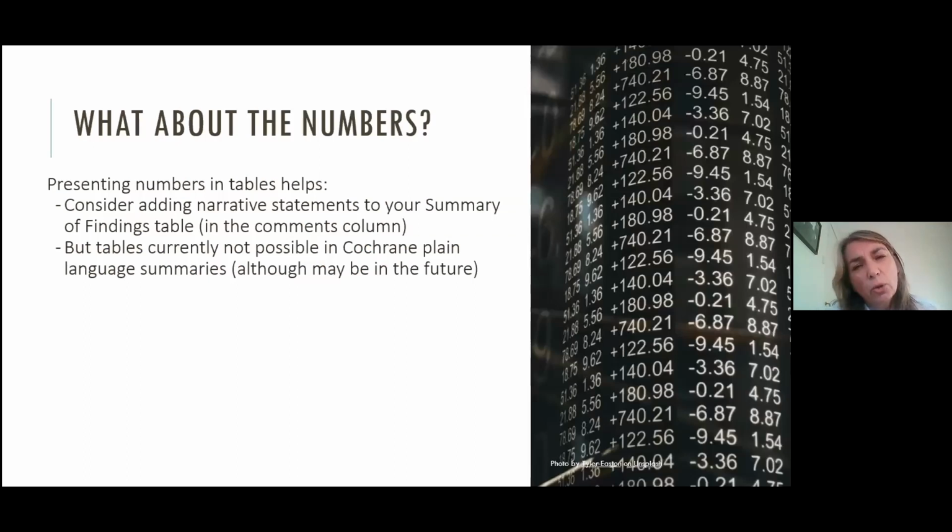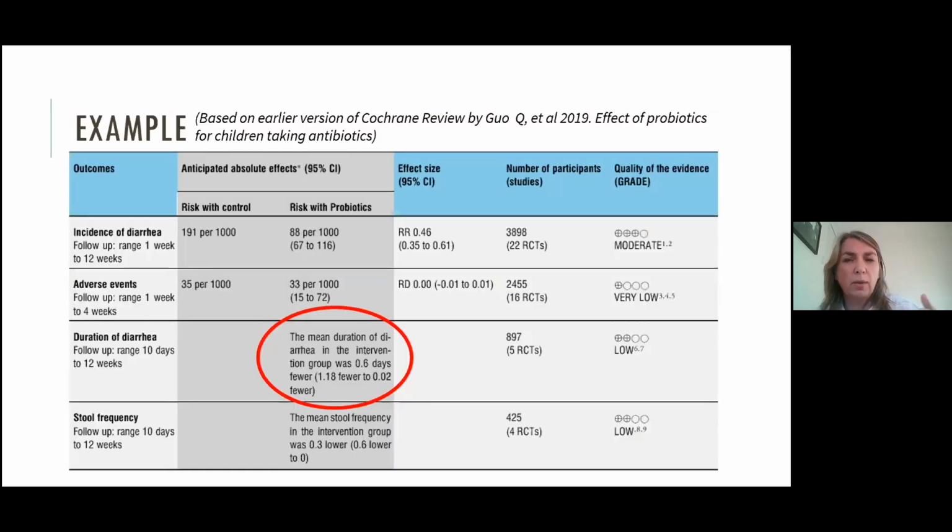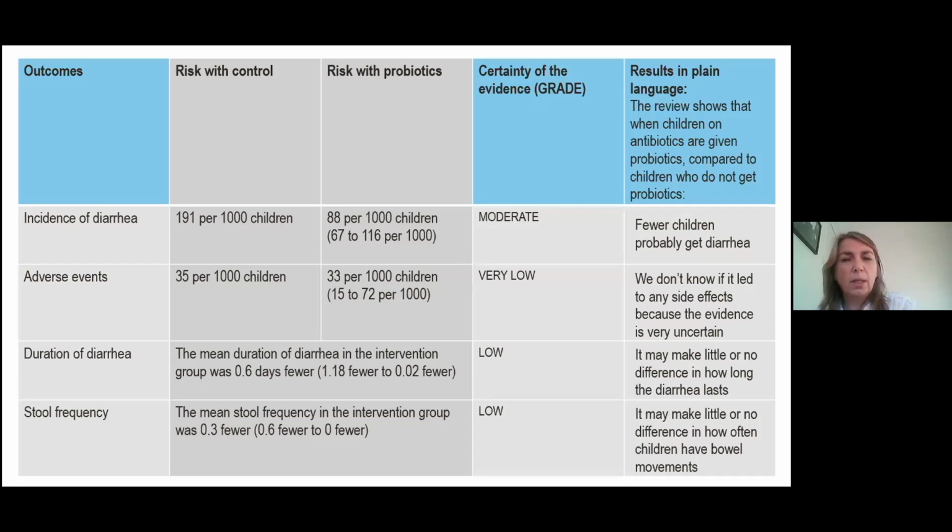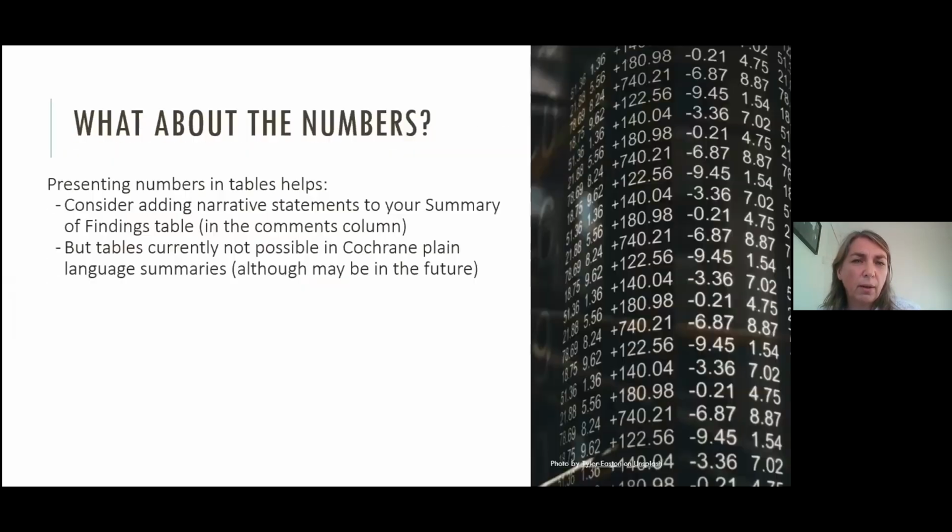One solution is that you could put the numbers in tables. In this version, sorry, I'll just go back. This is a relatively simple version of a summary of findings table where we've added the narrative statements next to the numbers, so people can move between the numbers and the narrative statements. Unfortunately, it's not possible to put tables in Cochrane plain language summaries at the moment, although there are discussions about changing that. So you could consider adding the narrative statements to your summary of findings table and then referring people to that.